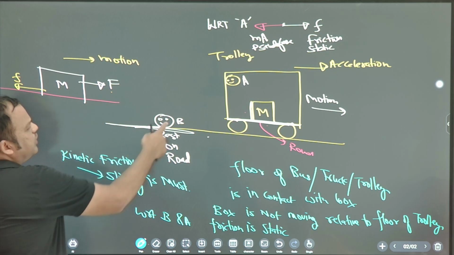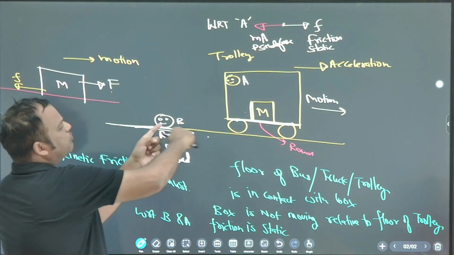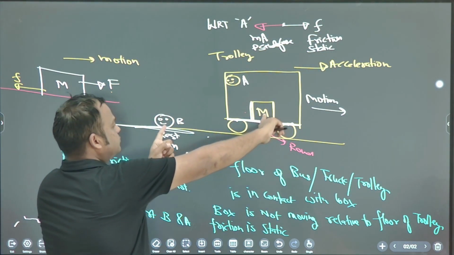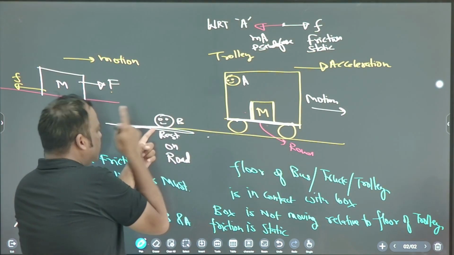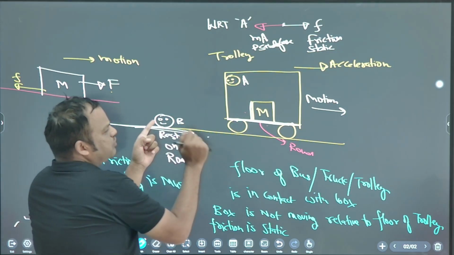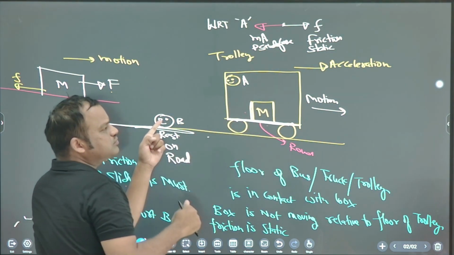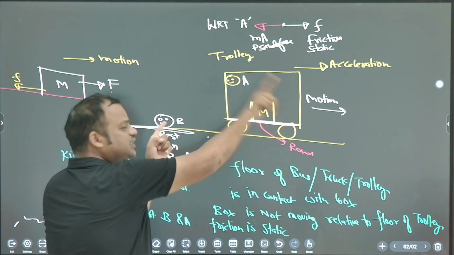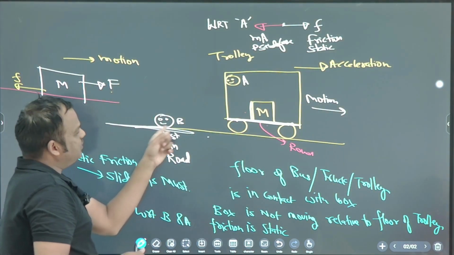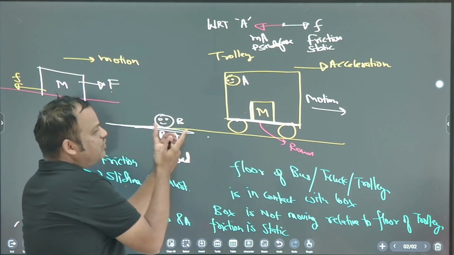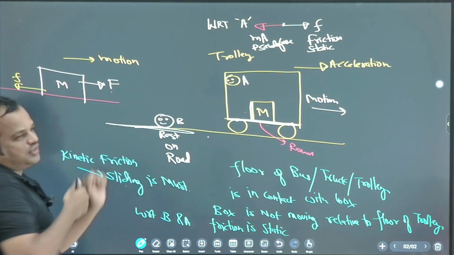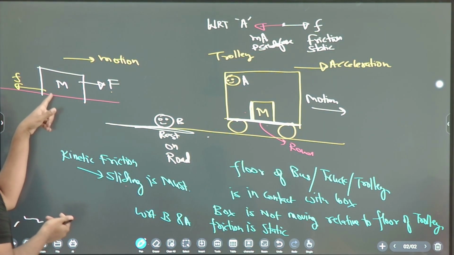So according to B, what is the direction of motion of the box? Right side. And according to B, what is the direction of friction on the box? Right side. Okay. So friction is always opposite to motion. True or false? False.